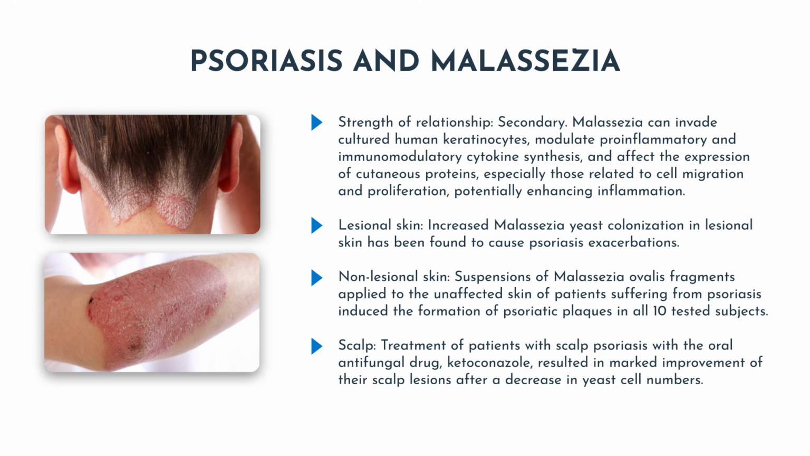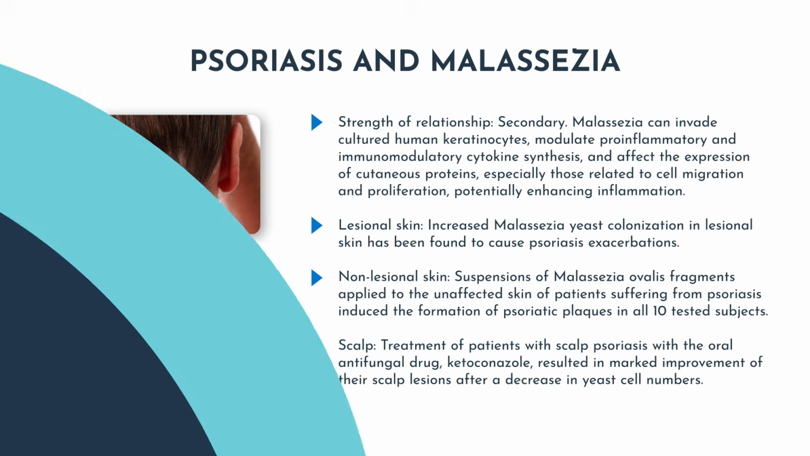Really interesting. With scalp psoriasis, we talked about how in many patients with psoriasis, the scalp is affected. You should absolutely be thinking of Malassezia. It's going to be a factor. Again, Malassezia really likes to colonize this area. And there are studies that show the treatment of patients with scalp psoriasis with antifungal drugs like ketoconazole resulted in marked improvement of scalp lesions after there was a decrease in the Malassezia yeast cell numbers.